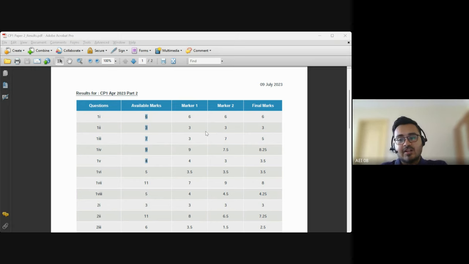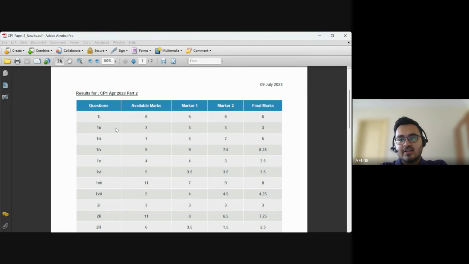And for this 6 marker, a bare minimum of 15 points definitely needs to come out of your answer. It's very easy if you think back about it. Ideally, this is what you should strive for. If you look at part 1, question number 1, which is your environment question, climate change, ask anyone who has appeared for CP1, trust me, 99% of the folks will tell you that climate change is usually a dreaded kind of situation.